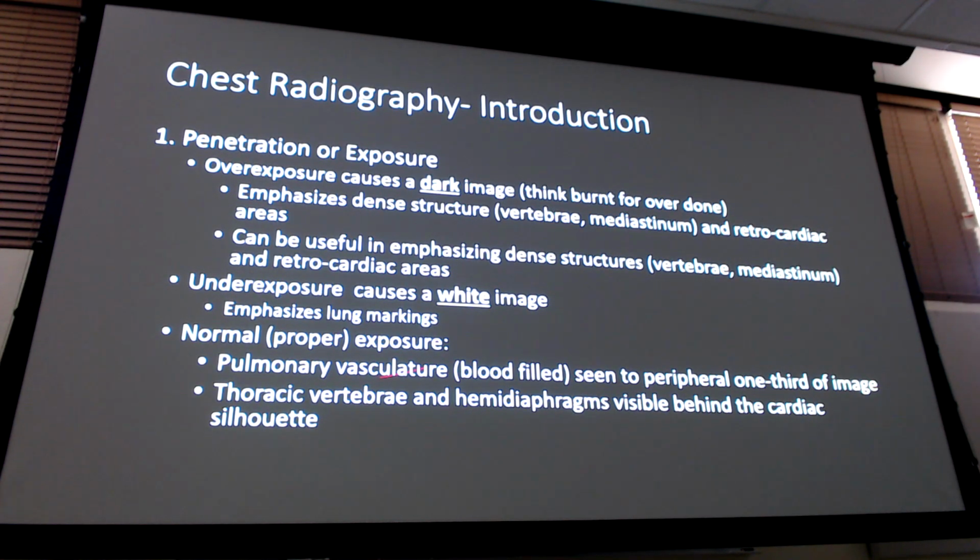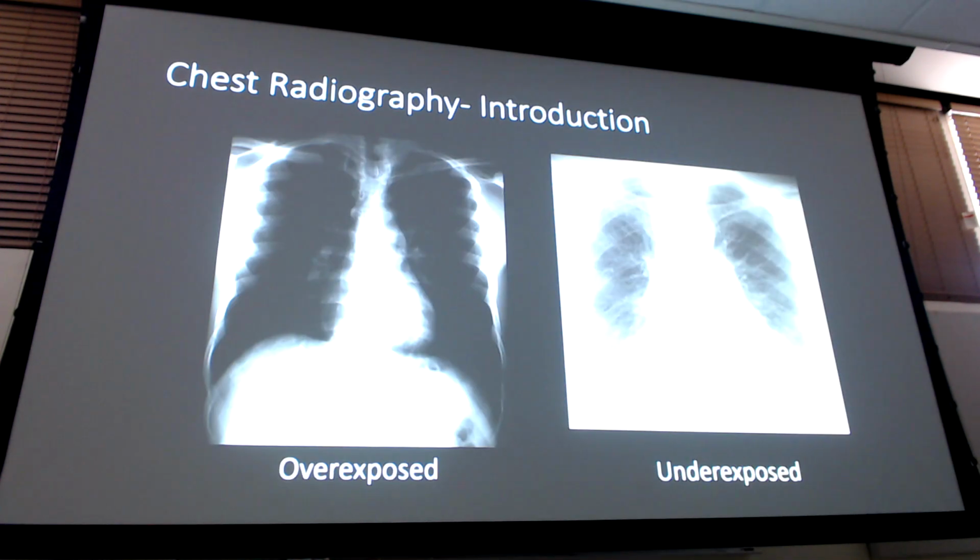Biggest thing is for normal proper exposure, and we'll look at some of these, we should see the pulmonary vasculature. We're going to talk about that. We haven't annotated it yet, right? I haven't had that labeled yet because it's everywhere. I'm going to show you. And then we should be able to see the thoracic vertebrae and heavy diaphragm behind the cardiac silhouette. I should be able to make out those vertebrae even though the heart is kind of right in front of it. It should penetrate through the heart to be able to see those thoracic vertebrae.